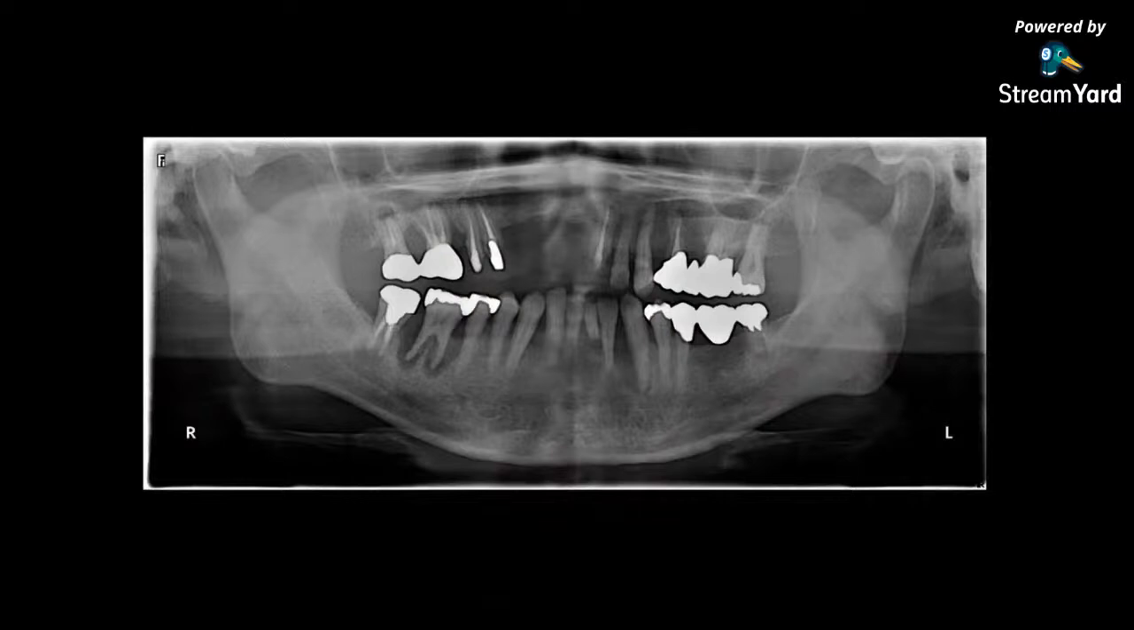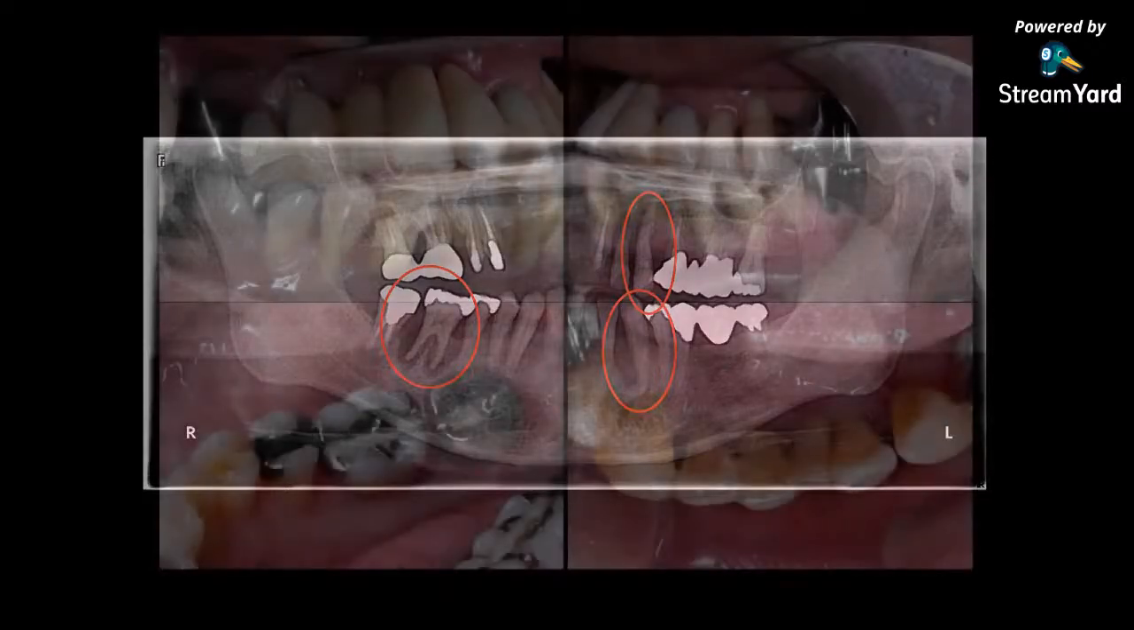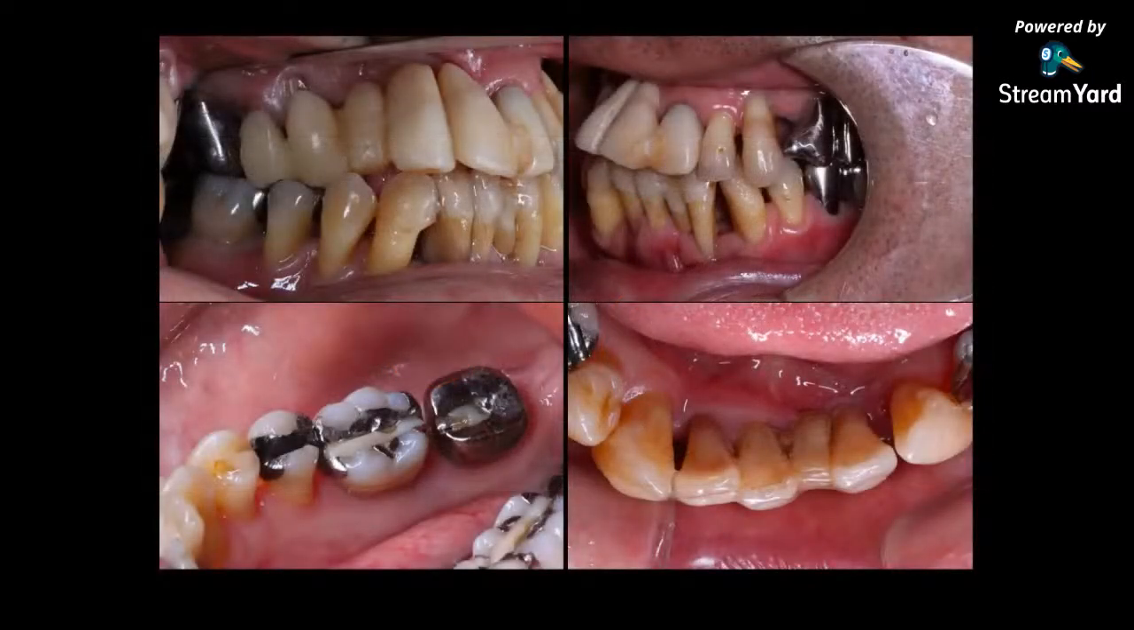And this is a panoramic X-ray. So today we focus on upper left canine and the upper right first molar, and the lower left canine. Okay. And this is a closer view. And this is lower right, this one. And this is upper left canine, and the lower left canine here. Okay.